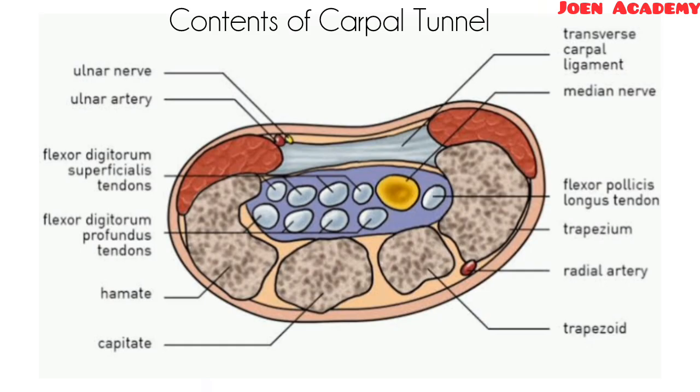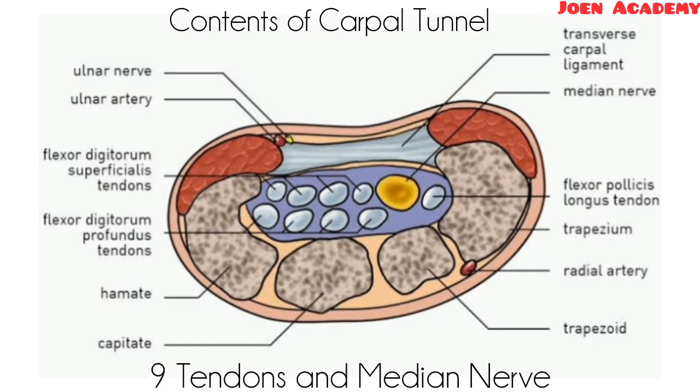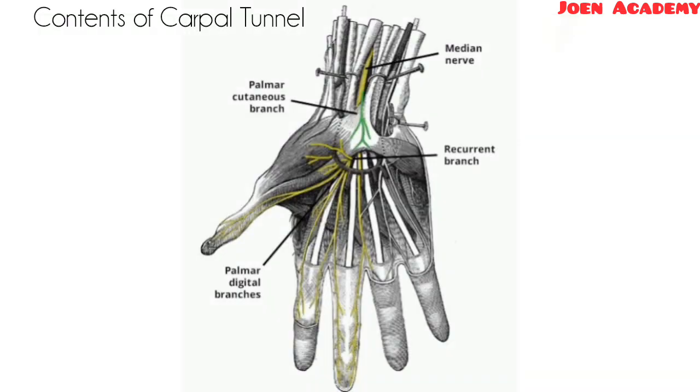The carpal tunnel contains a total of 9 tendons surrounded by synovial sheaths and the median nerve. The palmar cutaneous branch of the median nerve is given off before the nerve gets to the carpal tunnel. This branch of median nerve passes superficially to the flexor retinaculum.